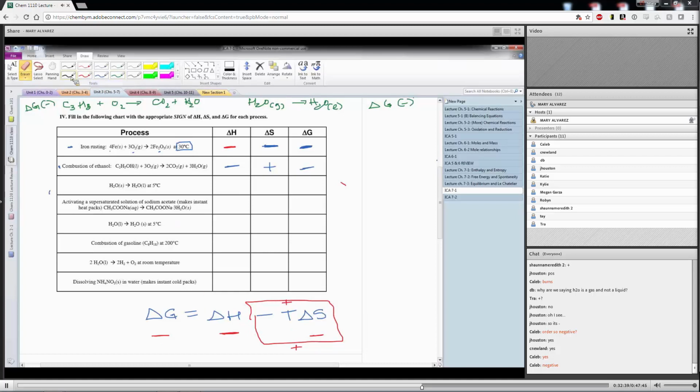Okay, let's try this guy. Solid water to liquid water at 5 degrees Celsius. Going from a solid to a liquid, do we know anything about delta H going from a solid to a liquid?